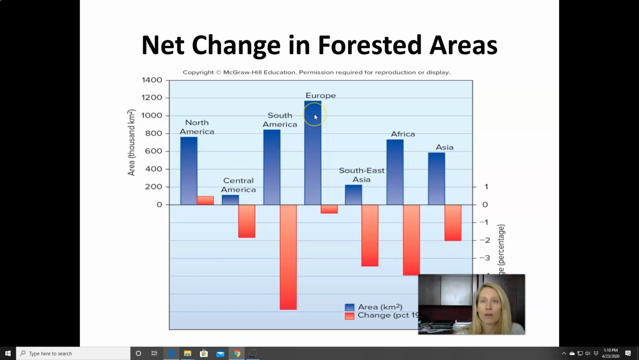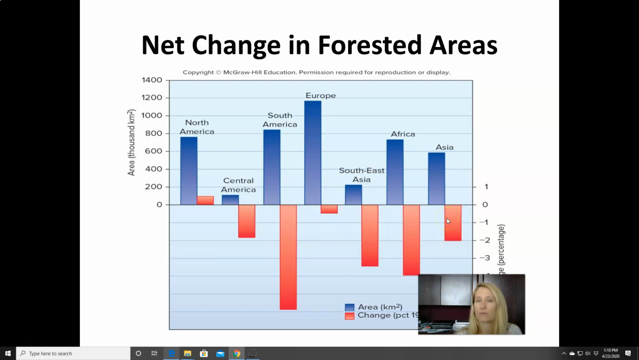So if you look overall at the amount of area that we have in forested areas, and then the change that we've seen, even in just the last 25 years, you can see that in places like North America, we actually have a slight increase in our forested areas. So we're doing a good job of replanting, if you will. Whereas in other parts of the world, especially Central and South America, Southeast Asia, Africa, and Asia, you can see that they're losing lots of rainforest.